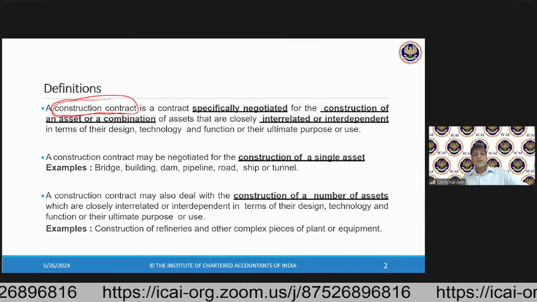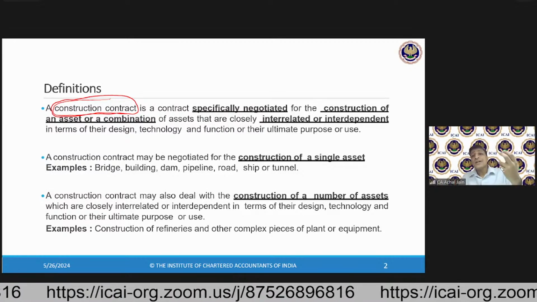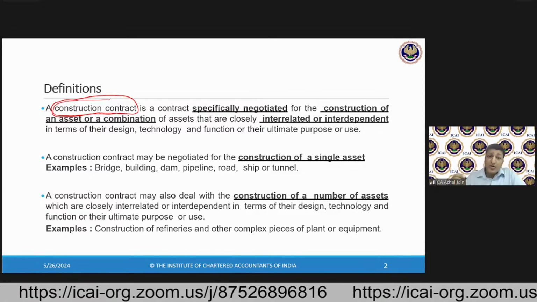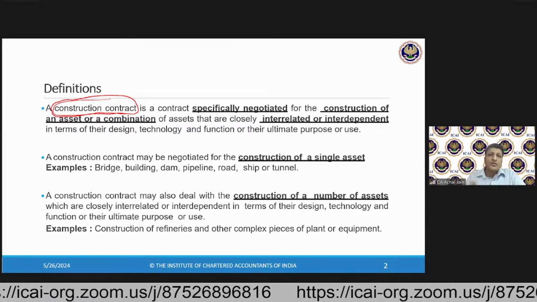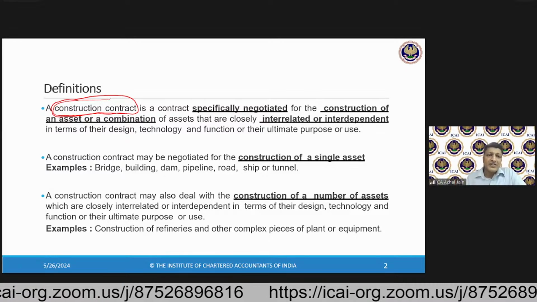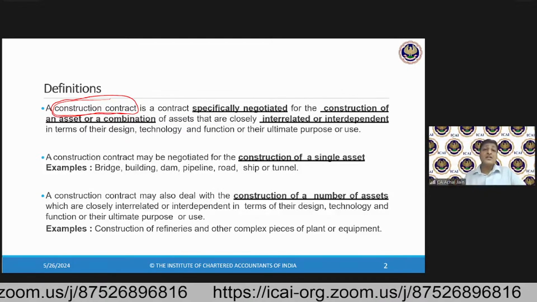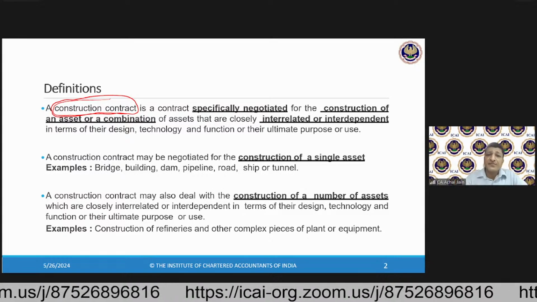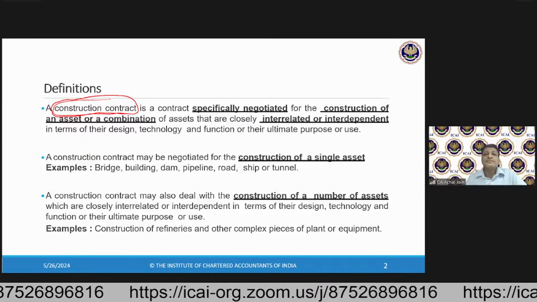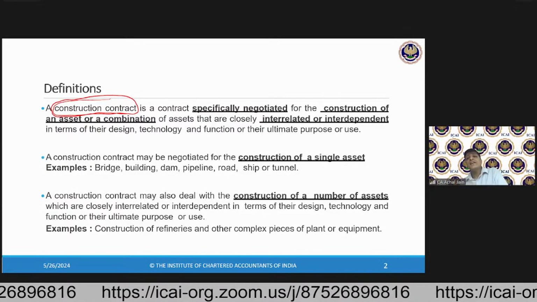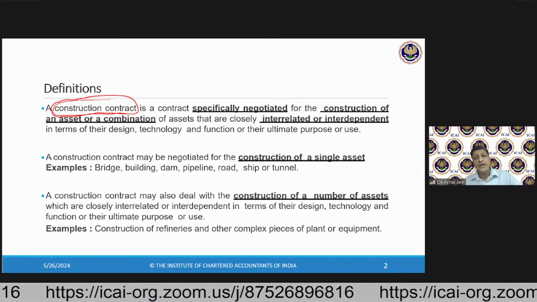All right. So now as around the construction contract. Let's try to understand as to what does it mean. Because in respect of this construction contract, we now need to understand what is going to be the revenue recognition criteria. So first, what is a construction contract? Construction contract is a contract which is specifically negotiated for construction of an asset or a combination of assets, okay, that are closely interrelated or interdependent in terms of their design, technology, function, ultimate purpose.